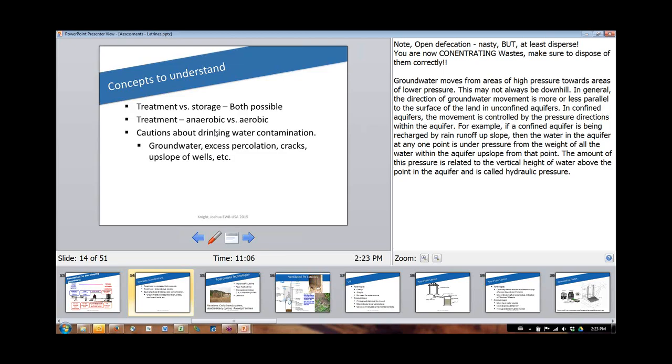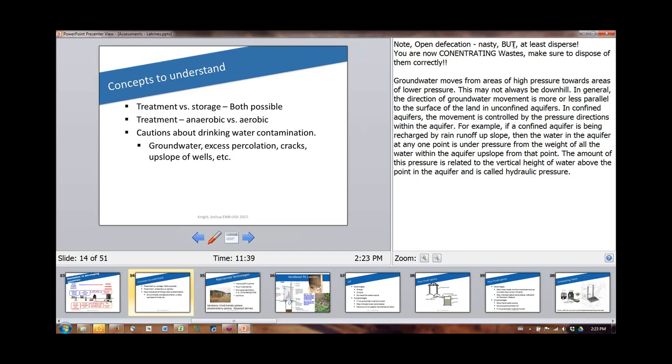And also, we just want to caution you about drinking water contamination, because you are basically now concentrating this waste. Okay, so you're getting rid of open defecation, which is a nasty thing. It's good that you're getting rid of that. But at least it was dispersed. Now you're concentrating those wastes. You better make sure to dispose of those correctly. If you don't, you are potentially contaminating their groundwater or surface water that they drink from. So it's very important that you do this project correctly.